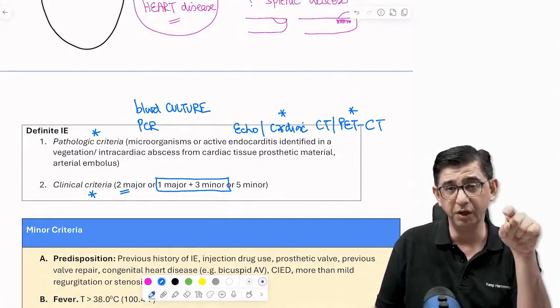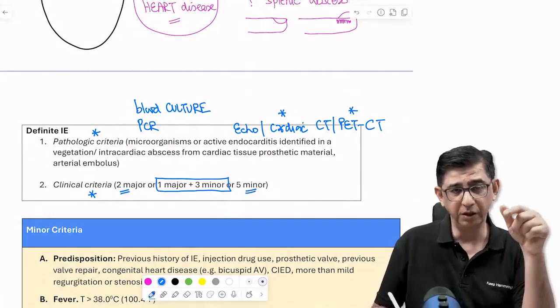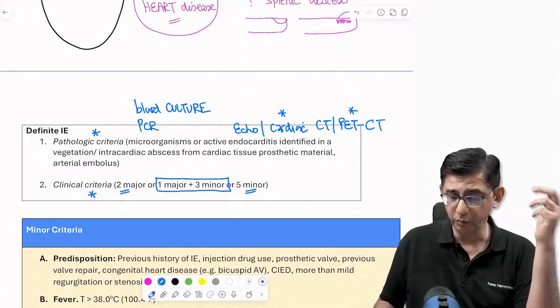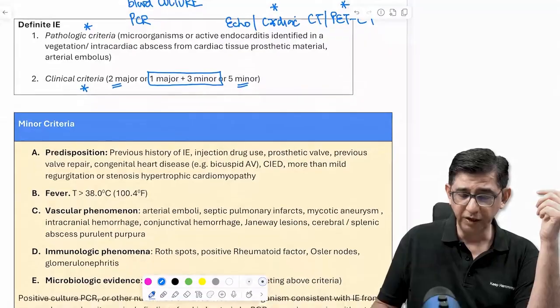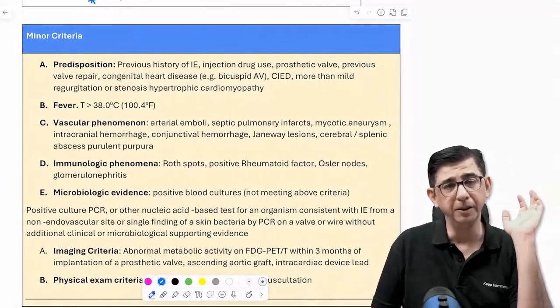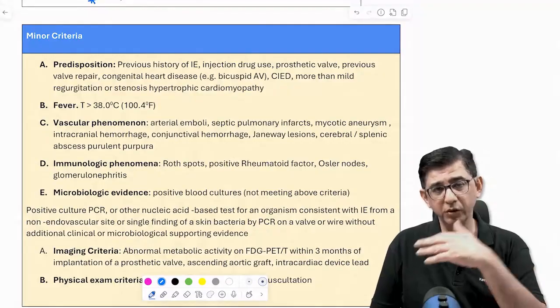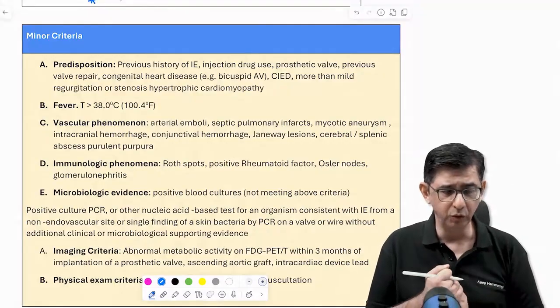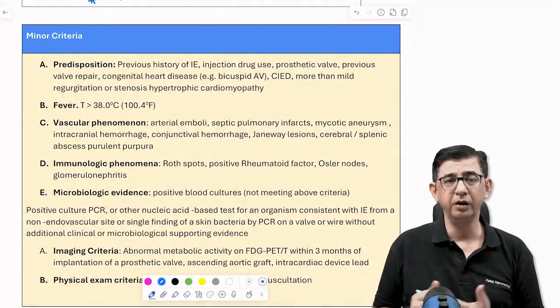It is one major with three minor, or it can be five minor criteria. So I'll enumerate those criteria before you. And most of the time, like in one of the FMG exams, he focused on minor criteria. He gave a question, and I'll describe that question also to you, but he said calculate how many minor criteria are present.